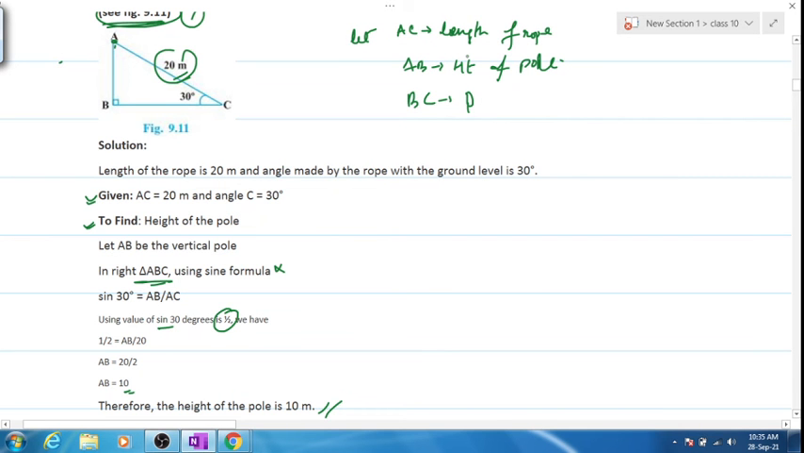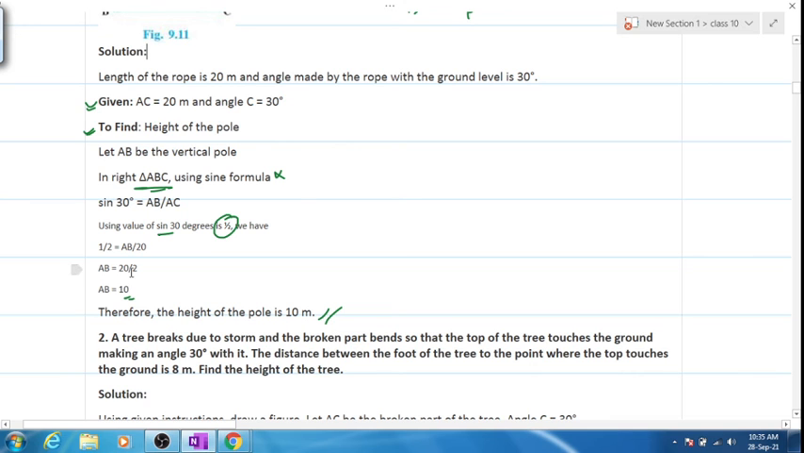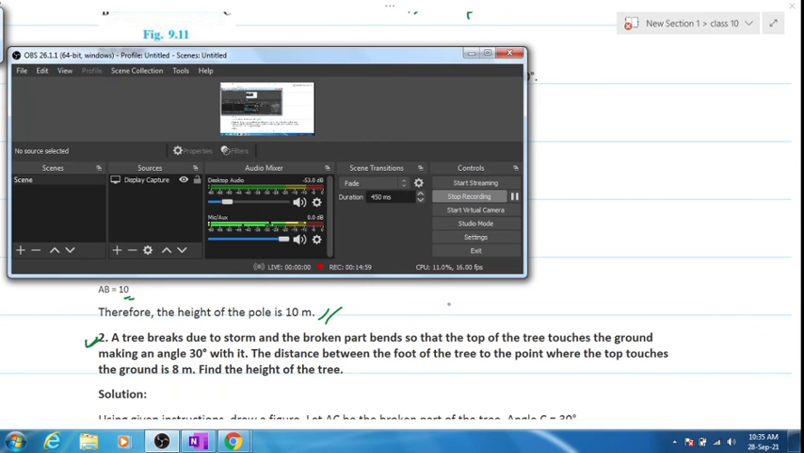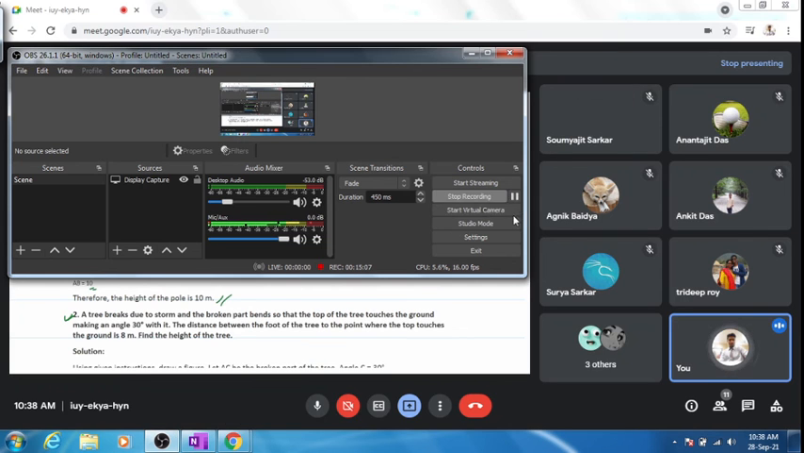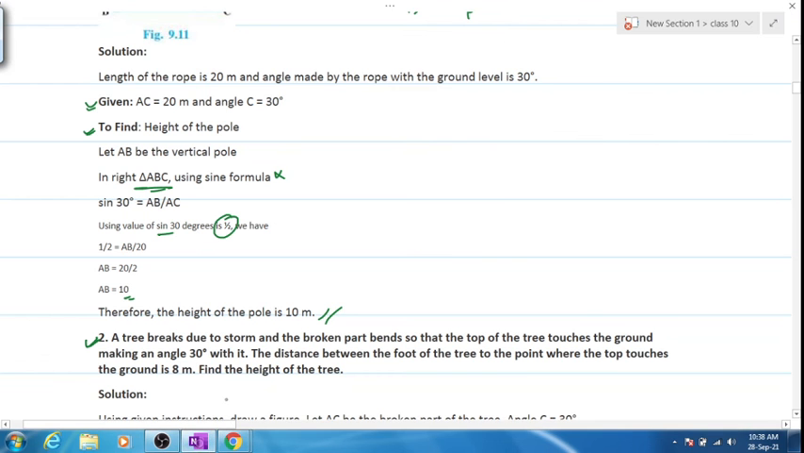I believe people have done with this. Now moving on, we have a next question. Question number 2. I would expect people to draw the diagram and switch on your cameras and show me how you are getting this diagram. I'll pause the video. I would expect people to read the question properly and draw the diagram in your copies and show me how it looks like. One student has shown me the figure and that will be considered good, very good, Shomoji Sarkar.